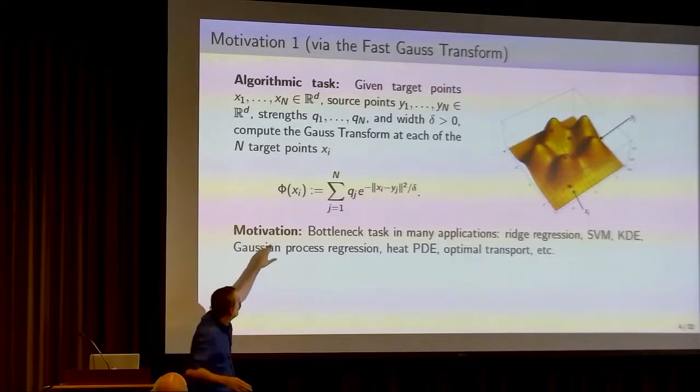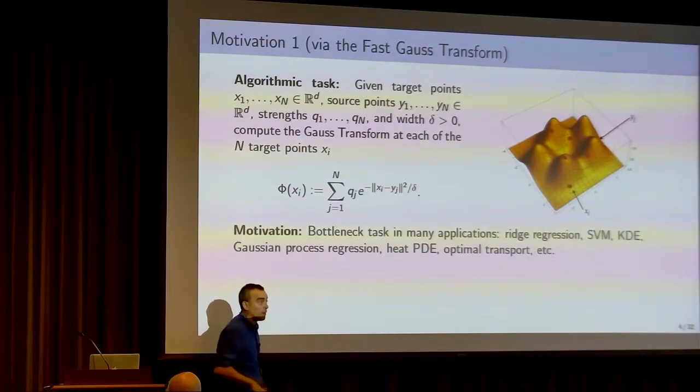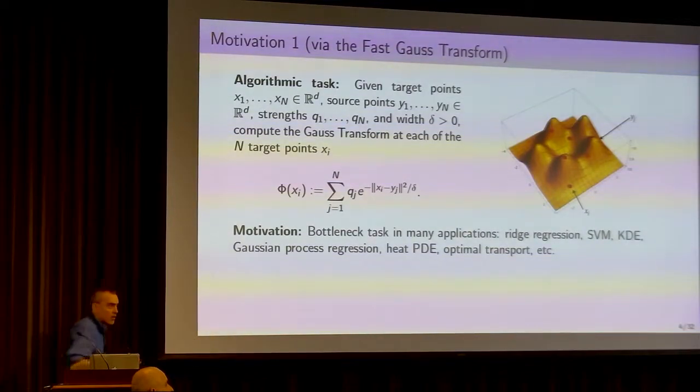So why is this called a transform, which looks like a function? Sorry? Why is it called a transform? It's a linear map, if you want, because to every point x sub i, you associate a number. Okay. It's like the Fourier transform, right? It's just a linear map.